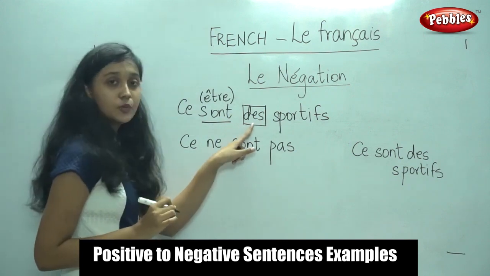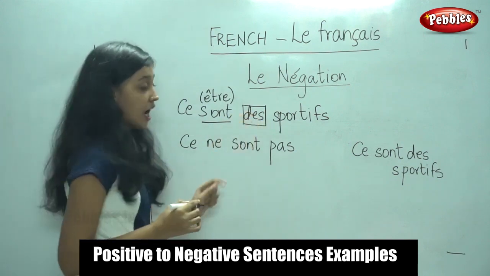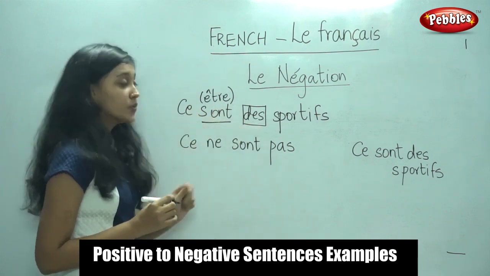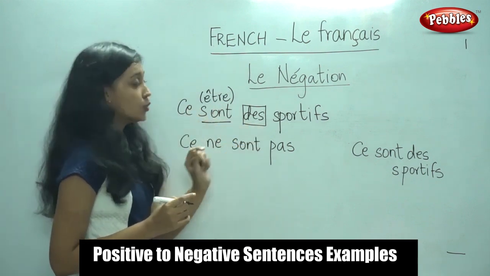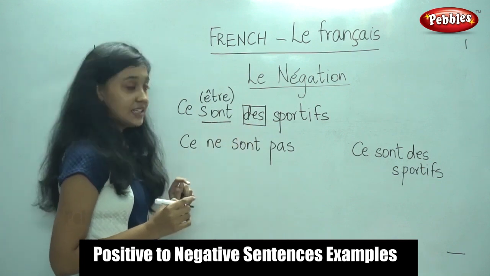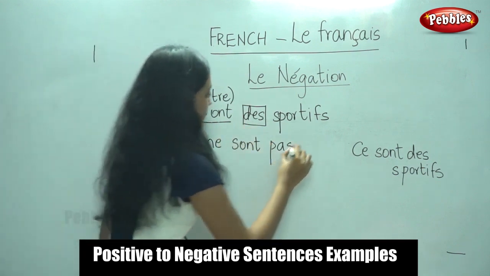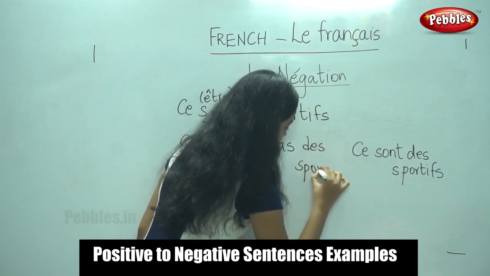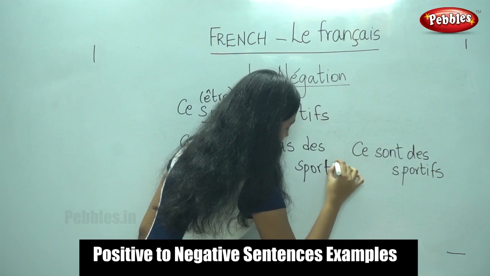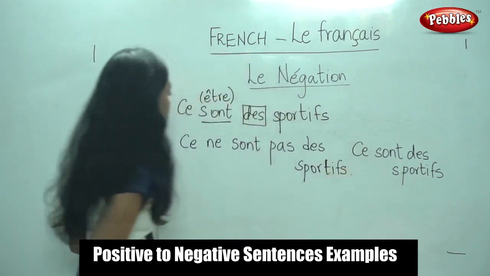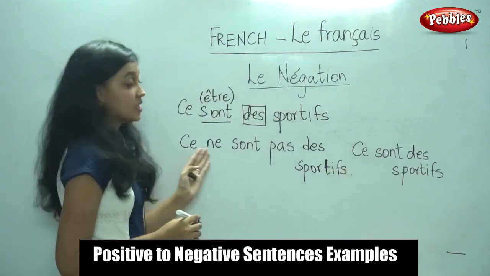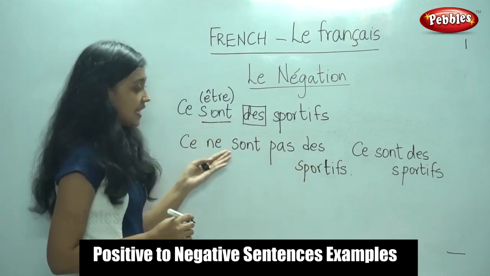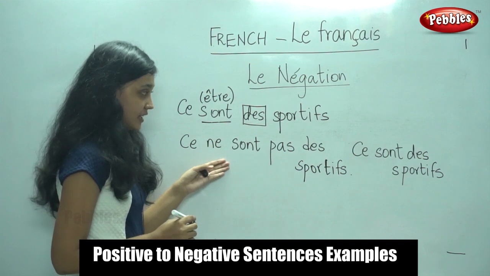So, normally we would replace it with de. However, it is coming with an être conjugation. So, what would we do when there is an être verb along with an indefinite article? It remains the same. Des sportifs. Ce ne sont pas des sportifs. So, this is the positive sentence and this is the negative sentence.